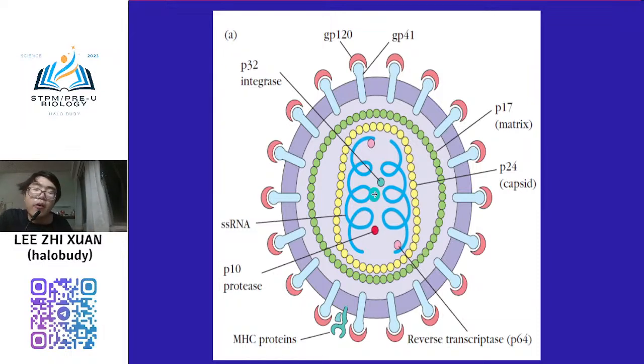Okay. So you need to know HIV virus. This is the general structure of HIV virus. So HIV virus is a single-stranded RNA virus. It is a single-stranded RNA virus which is an enveloped virus. You can imagine it is like the COVID-19. The shape still looks like the COVID-19.